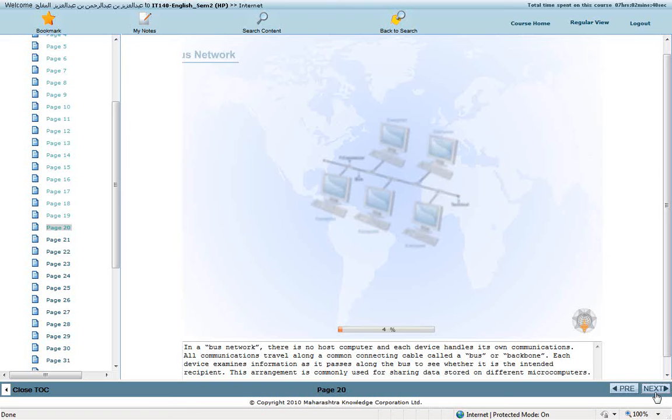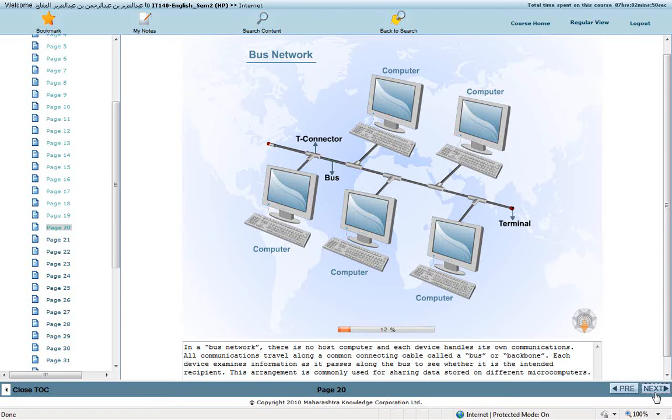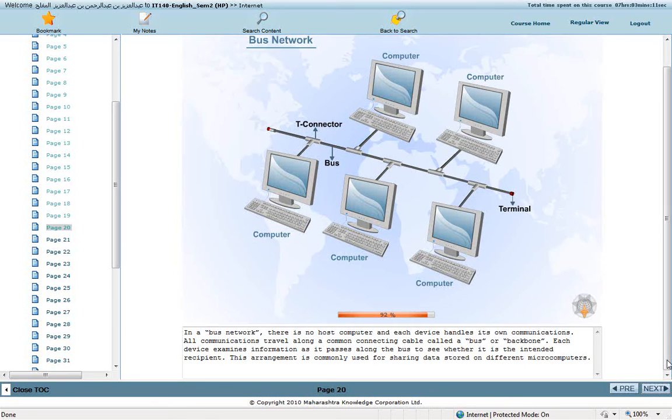In a bus network, there is no host computer and each device handles its own communications. All communications travel along a common connecting cable called a bus or backbone. Each device examines information as it passes along the bus to see whether it is the intended recipient. This arrangement is commonly used for sharing data stored on different microcomputers.